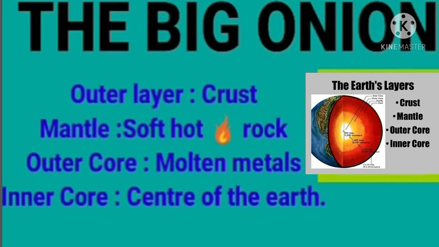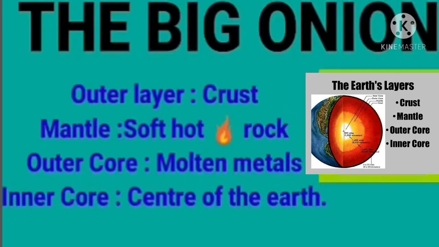Now, when you open the earth, like the image there, the outer layer is known as the crust, very thin layer, it's not thick. Then you have the mantle, which is soft hot rock. Then the outer core is the third layer. It's filled with molten metals. Then you have the inner core, center of the earth. That is where the sun burns, okay? It's very hot, over 7,000 degrees centigrade. So that's the big onion, that's the earth.